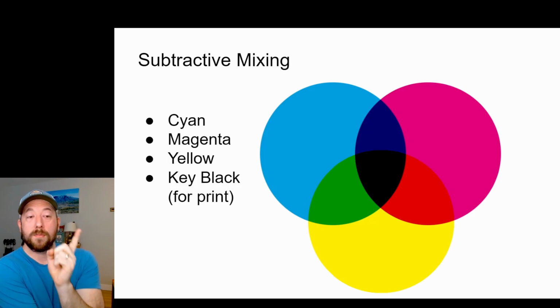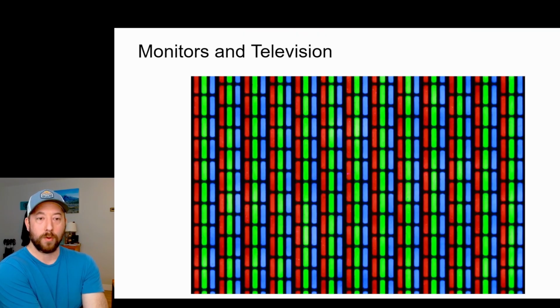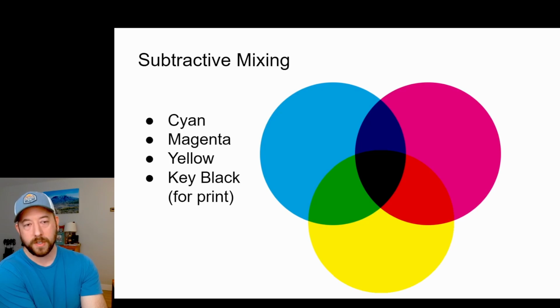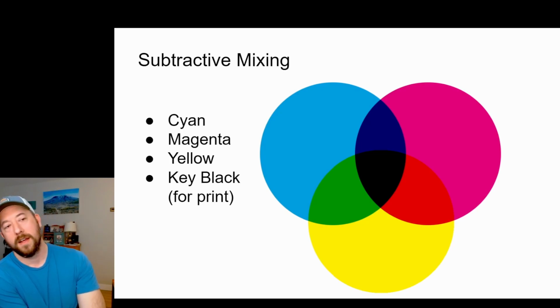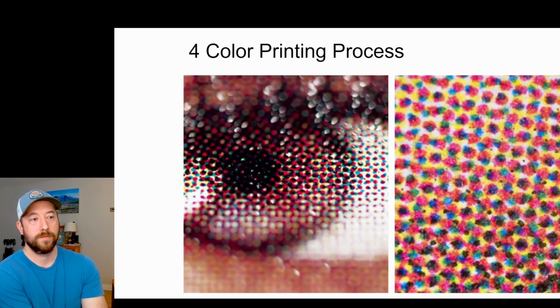If you notice, the primaries here, cyan, magenta, and yellow, create secondaries, which are red, green, and blue, which, if we go backwards, are the primaries of additive mixing. So we do a little flip-flop here, which is really interesting to see how these colors relate to each other.